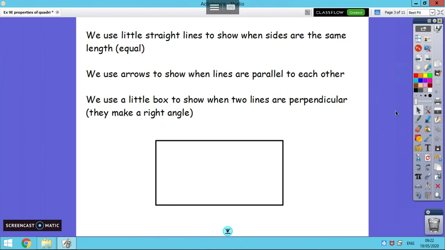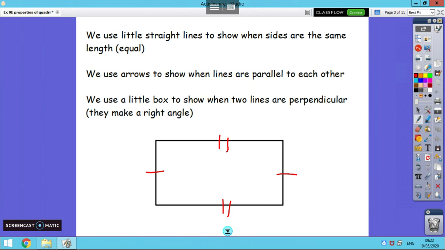So here we're going to talk about those little dashes. We actually use the little dashes to show when the sides are the same length. However, we cannot just put 1 dash on each of these sides because they aren't all the same length. We know the left-hand side and the right-hand side are the same length, but the top and the bottom are different to the left and the right. Therefore, that's why we have to add an extra dash to show that the left side is equal to the right side and the top side is equal to the bottom side.